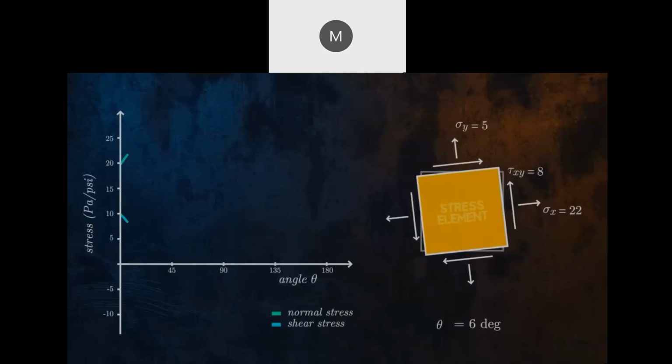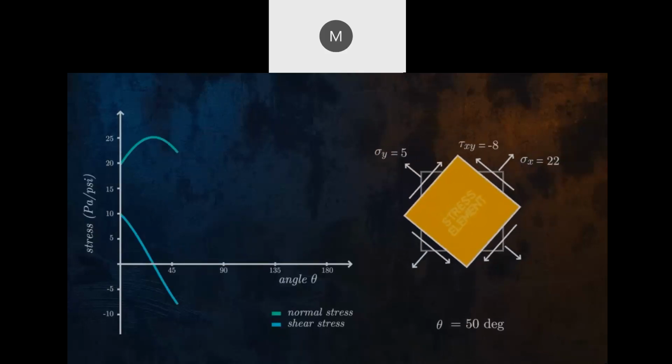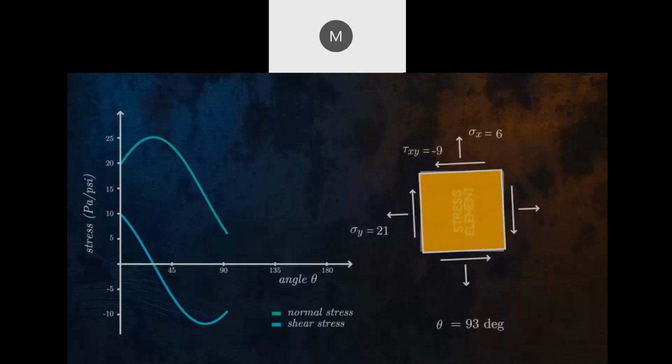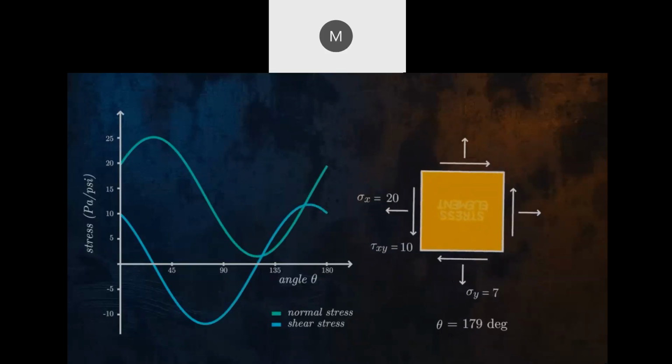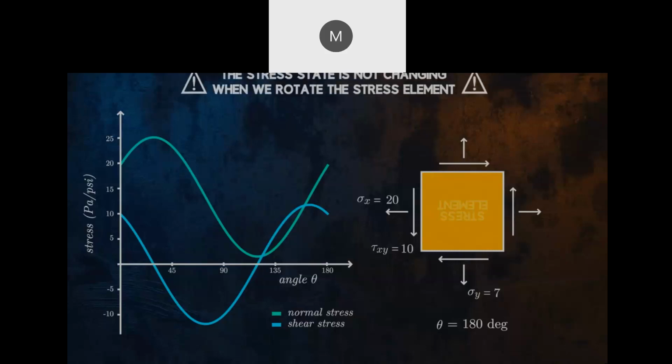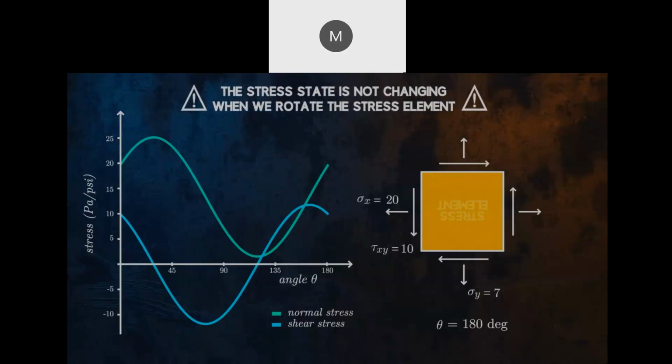As we rotate the stress element, the normal and shear stress components will vary. Once we have rotated the stress element by 180 degrees, we will return to the configuration we started with. It is important to remember that the actual stress state within the large body is not changing when we rotate our stress element. We are just rotating the axes of the coordinate system we are using to visualize the stresses at a single location.